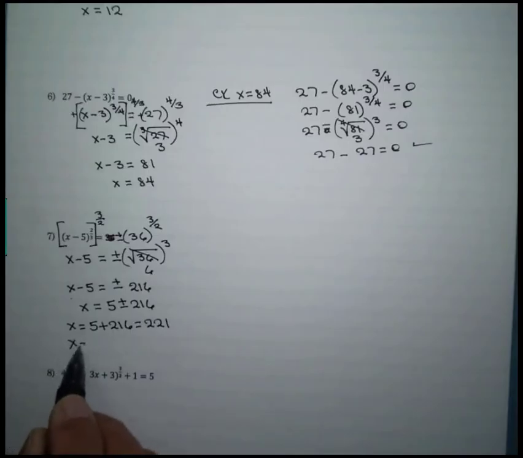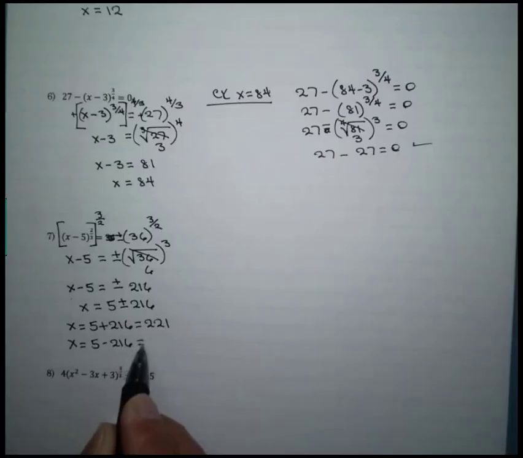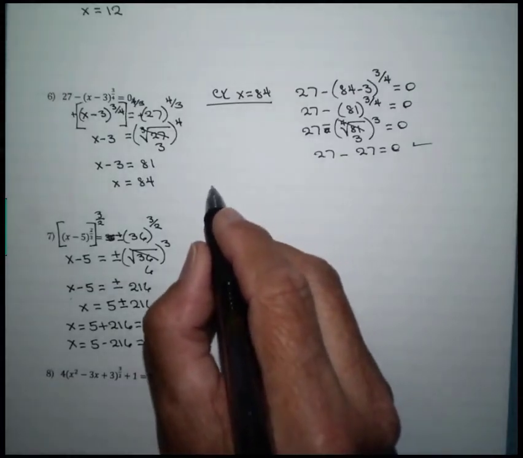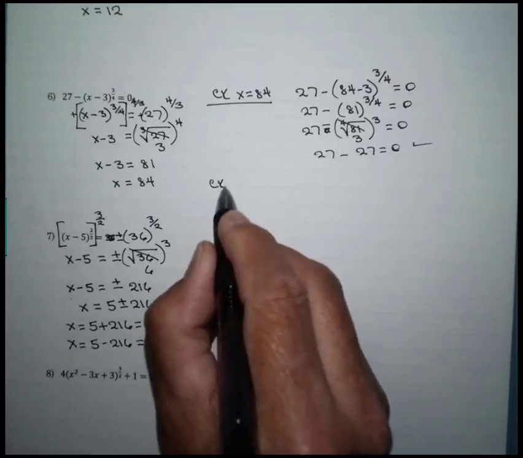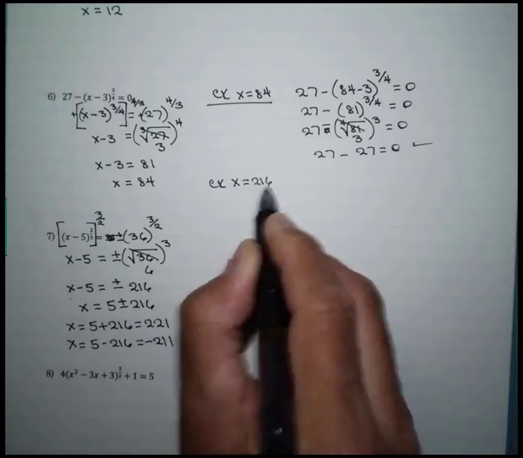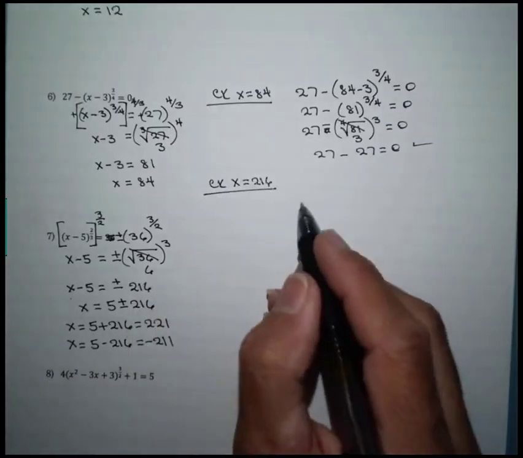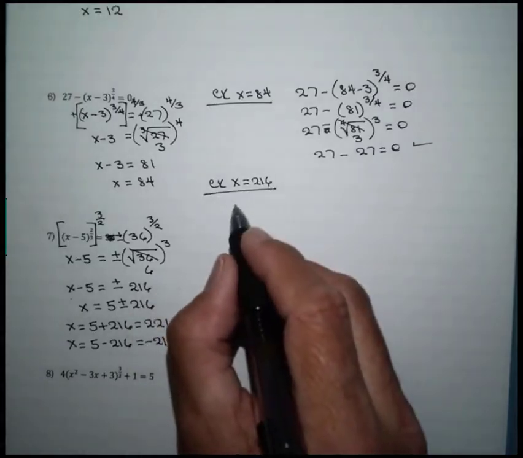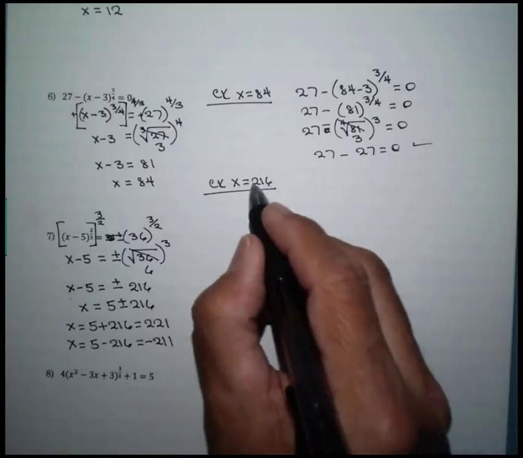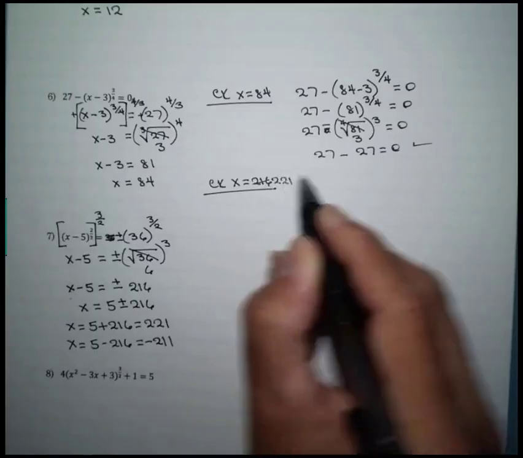And the second one is x is equal to 5 minus 216. Well, that's going to give us a negative number, right? Negative 211. We're going to have to check both of them. I'm going to move up a little bit to give myself some extra room here. So I'm going to check the first solution first, and I'll plug it in. Did I say x is equal to 216? Sorry, it's supposed to be x is equal to 221, right?